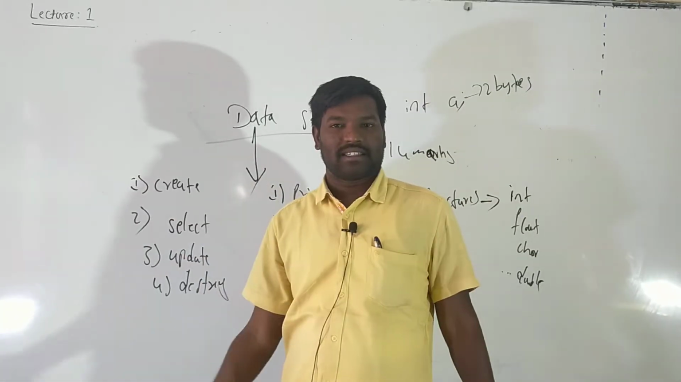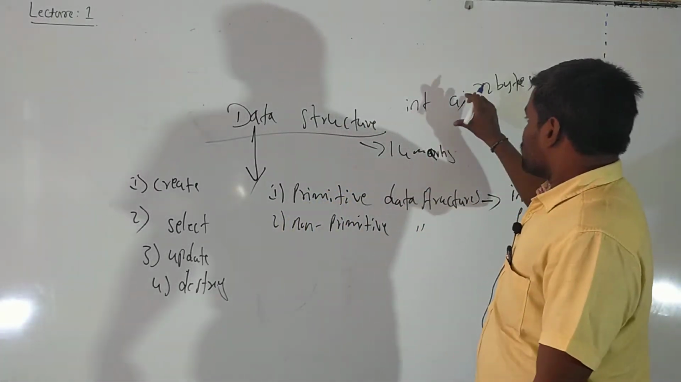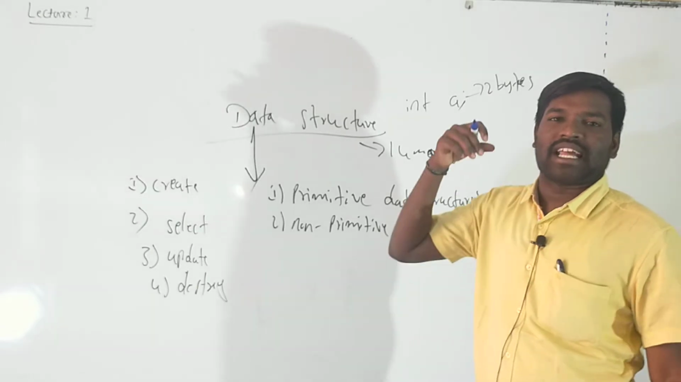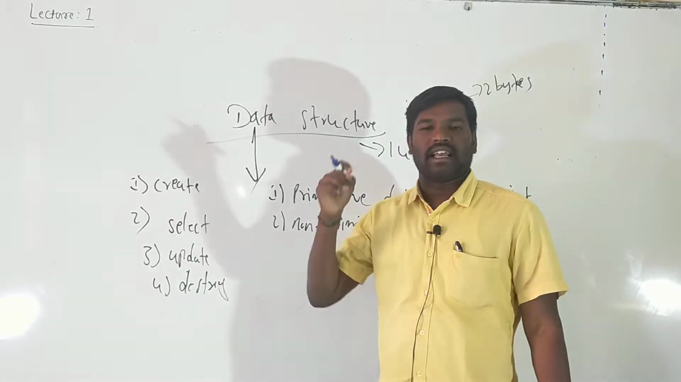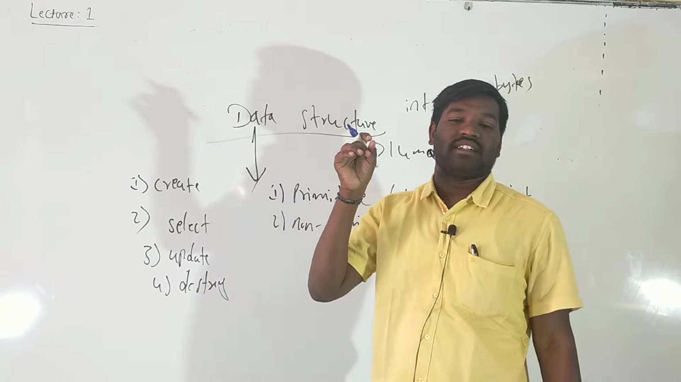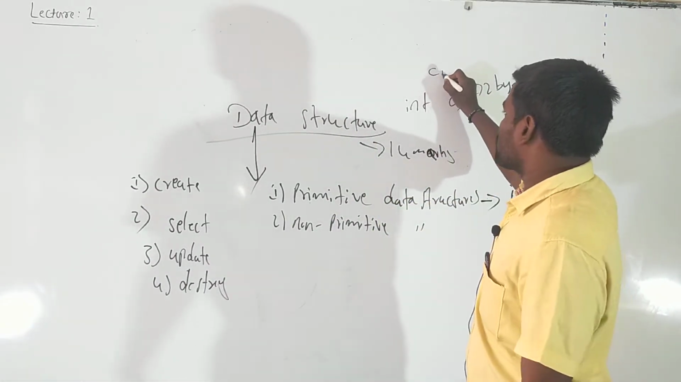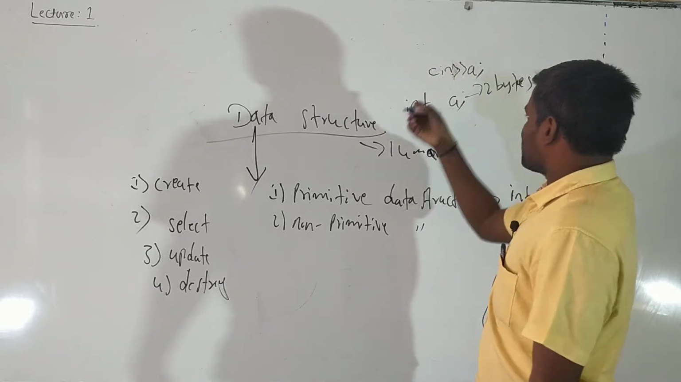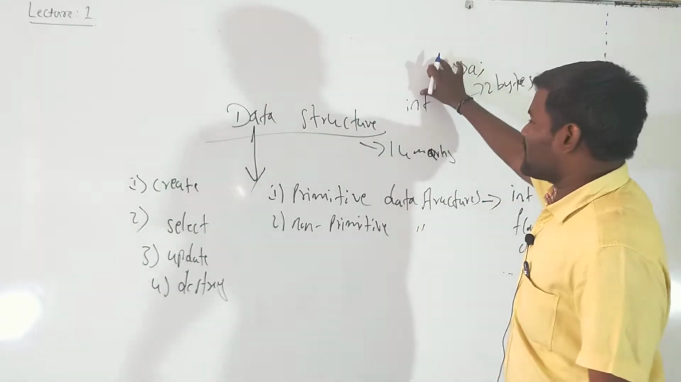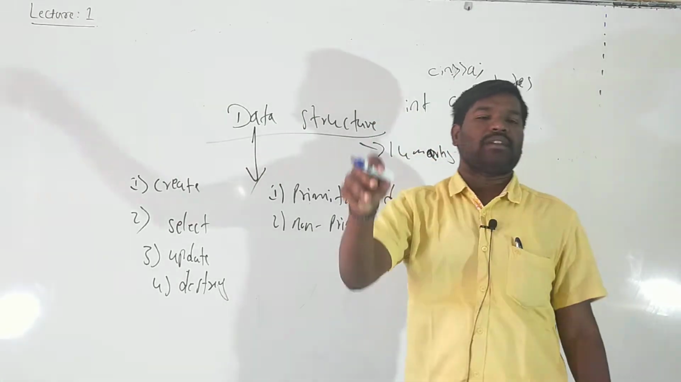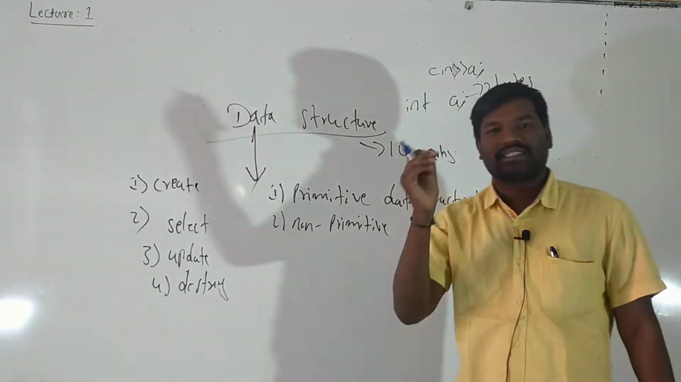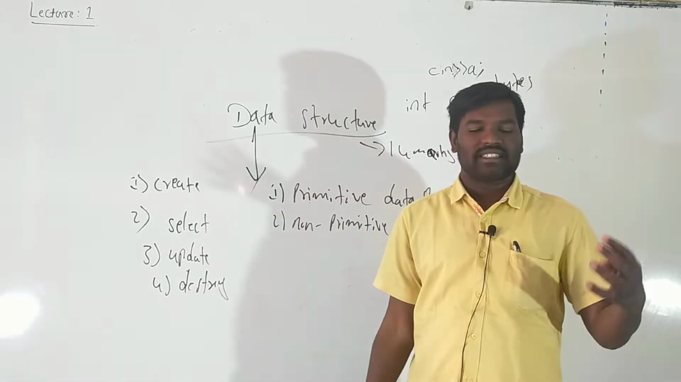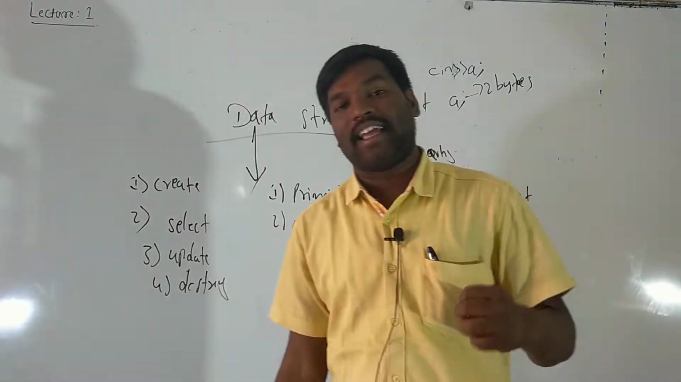Next is select. Once the data structure or the variable is created, the next step is we can access the elements. We can access the variable or we can access the values. For example, if you want to give the input, you can write it like this: cin of A. Cin of A means successfully we can enter the values into the system. If you want to access the elements, that is nothing but the select. Select means accessing the value or accessing the element.